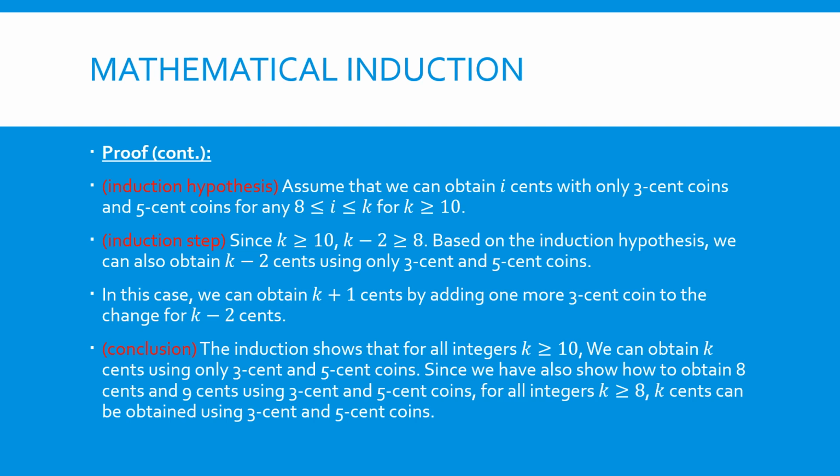Now, to obtain k+1 cents, we just need to add one 3-cent coin on top of k minus 2 cents. Based on the induction logic, we can claim that the proposition is true for all k that is larger than or equal to 10. Since we have also shown that the proposition is true for k equals 8 and k equals 9 during the base case, we conclude that the proposition is also true for all k that is larger than or equal to 8, the same as the original domain.